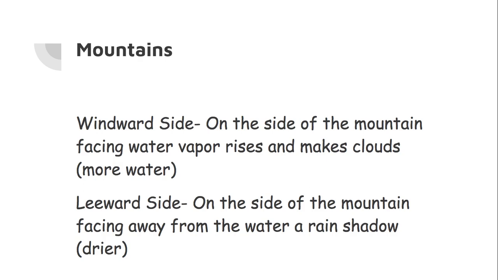Think of places like Seattle where it's always raining. It is on the windward side of the Cascade Mountains. The leeward side is on the opposite, is away from the wind, or away from the water, excuse me, and it forms a rain shadow. It's drier.